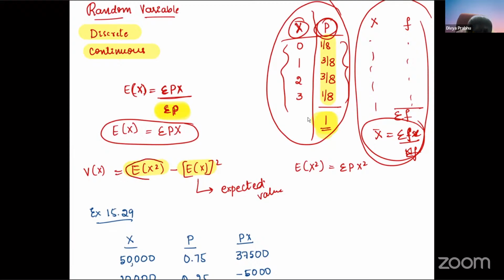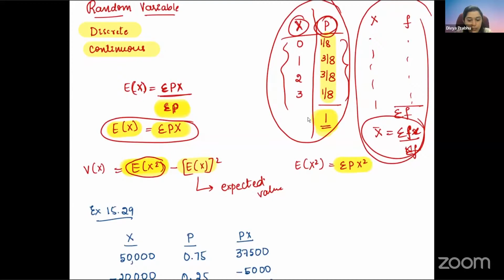Now what is the E of X square formula? You can compare. E of X is nothing but summation Px. We are calculating E of X square, so it will be summation Px square. I'll repeat. E of X is equal to summation Px. For E of X square, in the place of X, we have X square. So the formula will be summation Px square. That's all the difference. Got it? The formula for V of X is E of X square minus E of X the whole square. Clear?